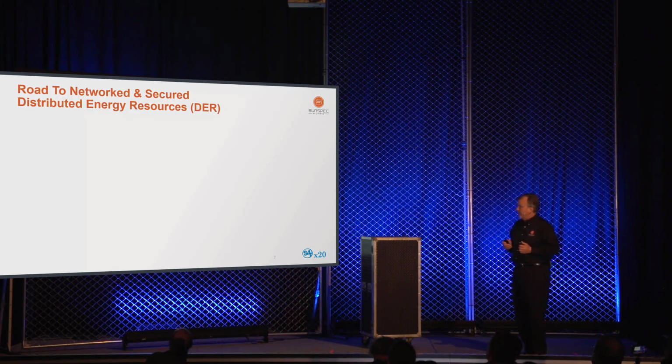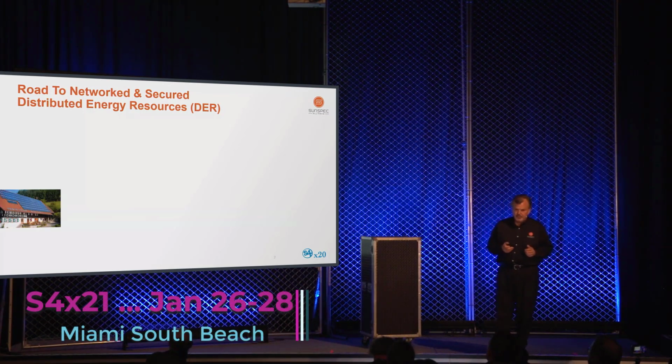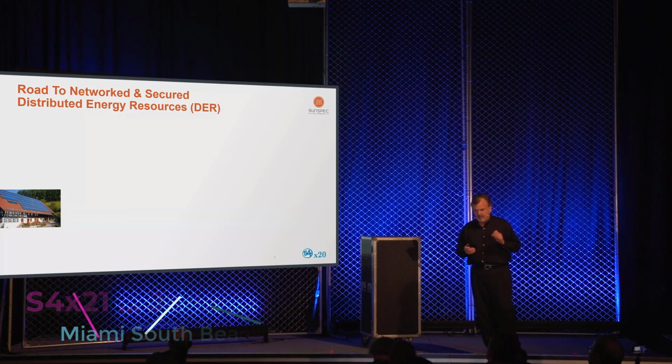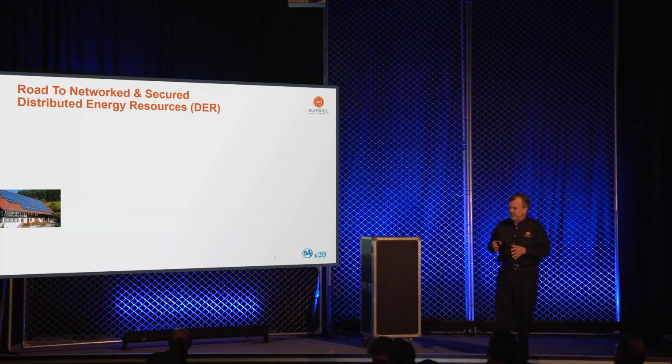Awesome. Well, the road to distributed and networked and secured resources all started in Germany in 2008. This was at the height of the feed-in tariff initiative in Germany, and so the Germans were selling a lot of solar at that point. And so we were finding very large concentrations of solar systems on certain distribution feeders.